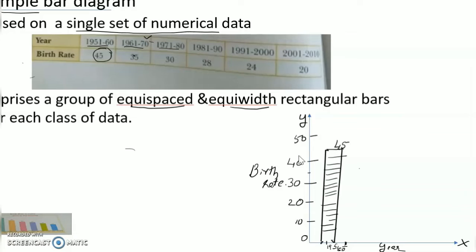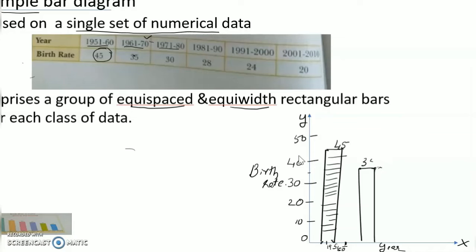So 35, we have to draw the second one. Here the space and this are not the same, because I am drawing on the computer, that is why it's coming like this. When you are drawing with your scale, the space and width, everything should be the same. I am just showing how we have to draw and how we have to take the calculation.